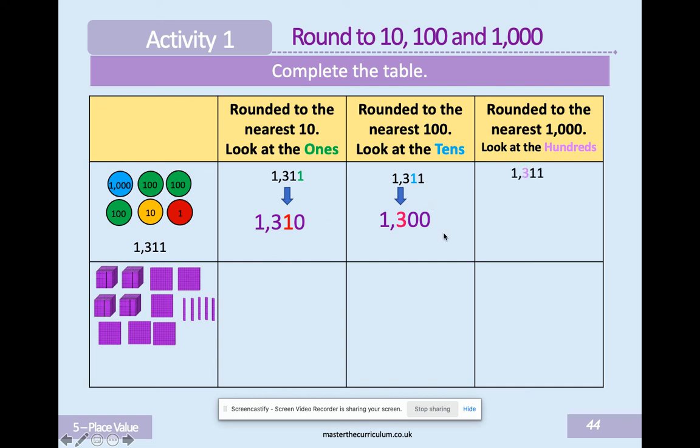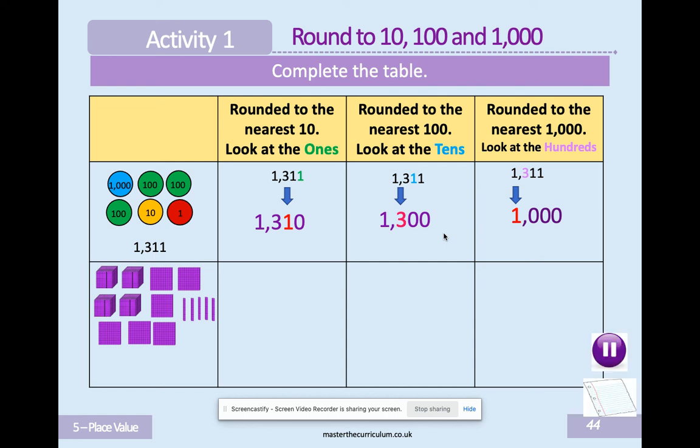And let's have a look at the last one. 1,311 round to the nearest thousand. So now we're going to look at our hundreds column, which is the purple 3. What is the rule? Can you remember? Do I round up or down? That's right, we round down. It is less than 4. Therefore, my 1,000 is not changing, but my 311 is turning into zeros. And the closest 1,000 it can be rounded to is 1,000.